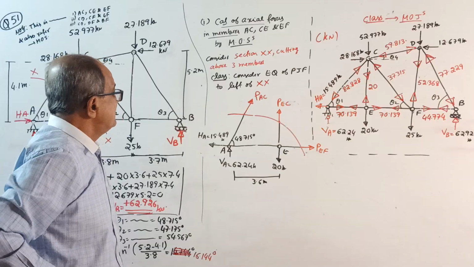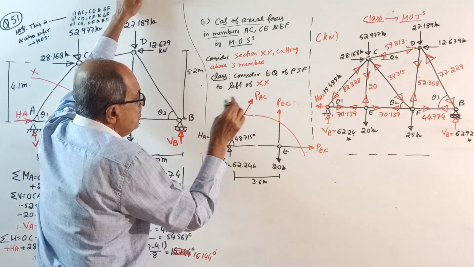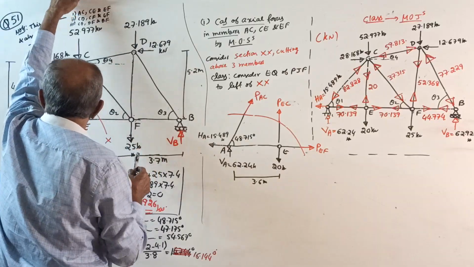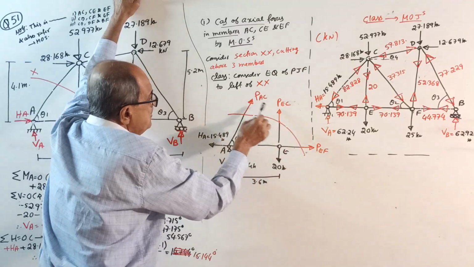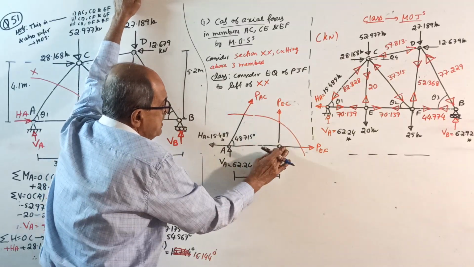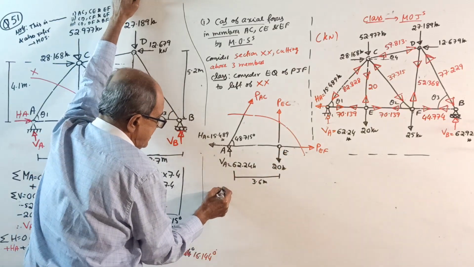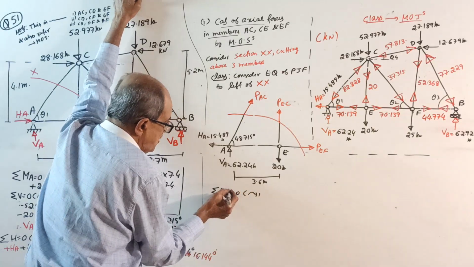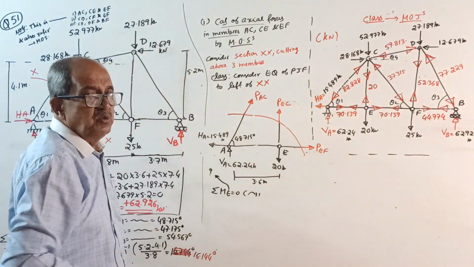This is our section, cut and write. Now see, among the three unknowns here, two unknowns are meeting at the point E. So right here, sigma M about E equal to 0. Take clockwise positive. I told in the class, take moments where two unknowns are meeting.